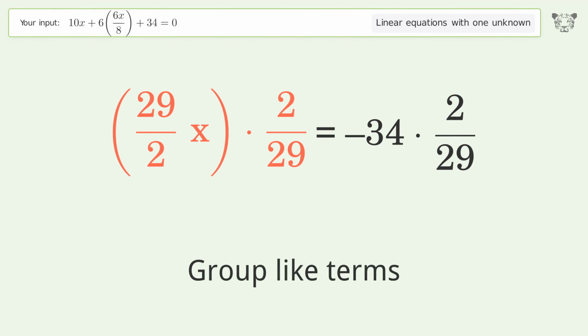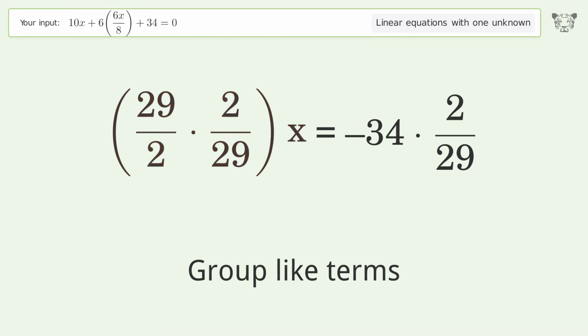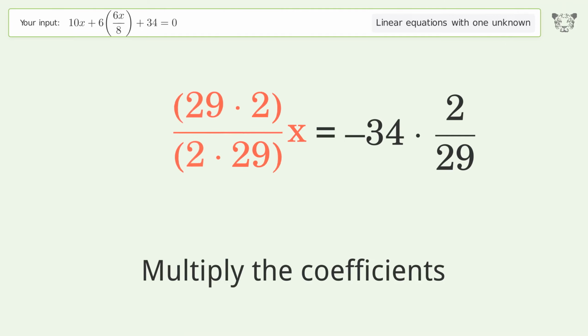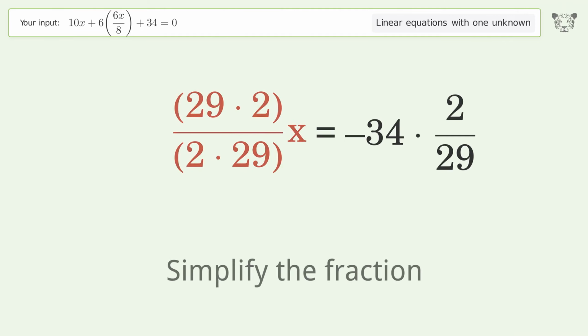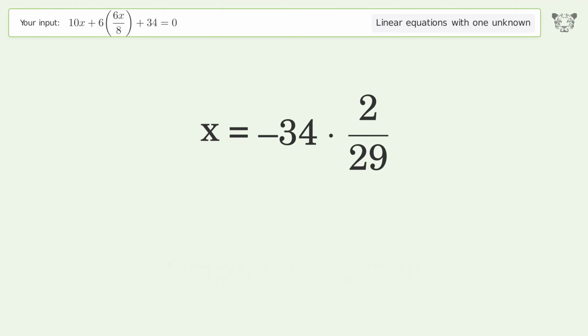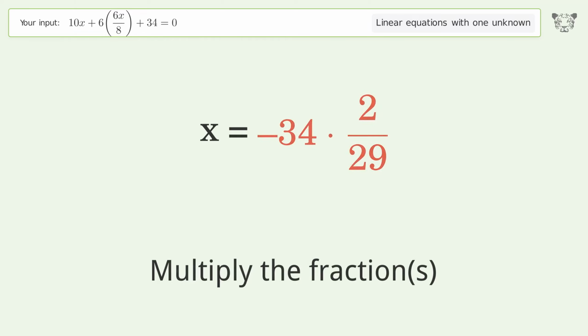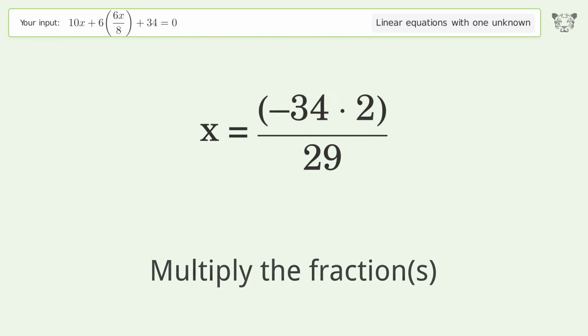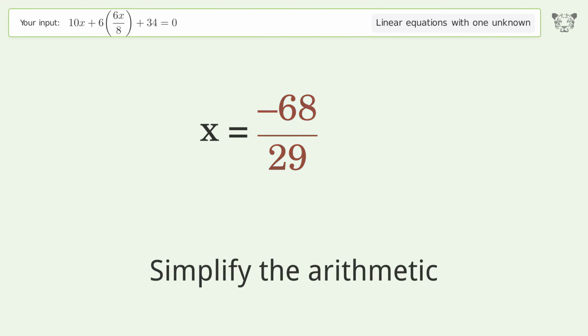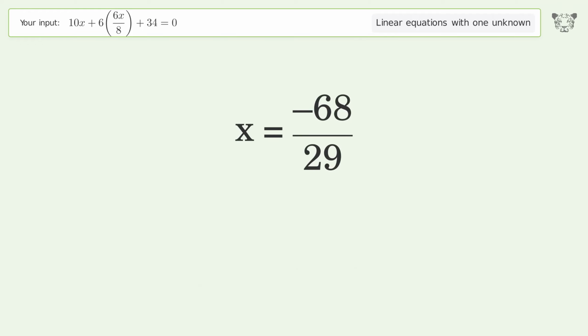Group like terms. Multiply the coefficients. Simplify the fraction. Multiply the fractions. Simplify the arithmetic. And so the final result is x equals negative 68/29.